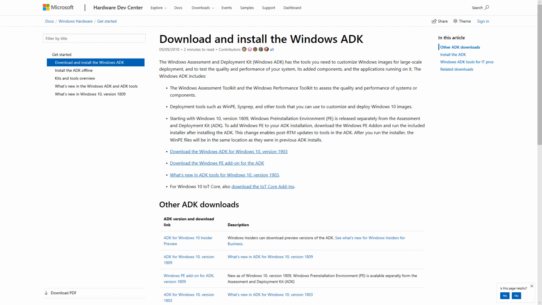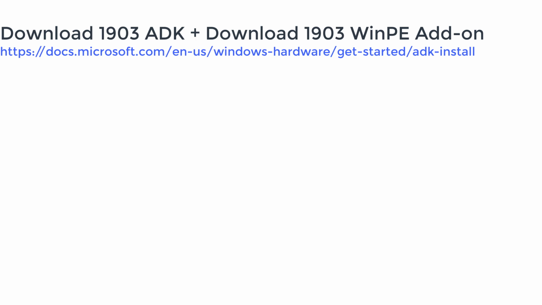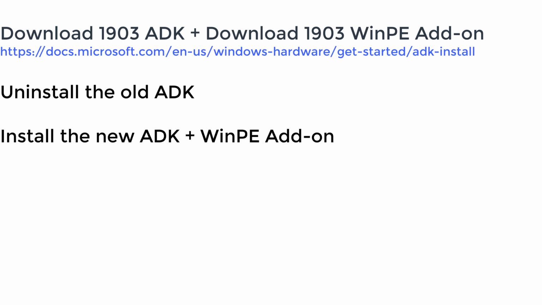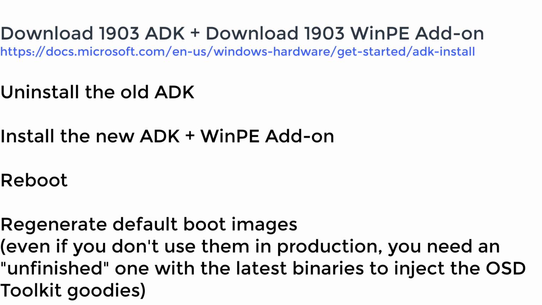A quick walkthrough on how to update to the latest ADK. First of all, you want to make sure that you download two things at this point because the WinPE components have been broken out from the ADK itself. So you need to download the 1903 ADK as well as the 1903 WinPE components. Then you just simply uninstall the old ADK via Programs and Features in the control panel. You'll install the new ADK and the new WinPE components. You'll want to do a reboot and then you'll regenerate your Config Manager boot images. And that's what you'll use to create an OSD Toolkit boot image itself.